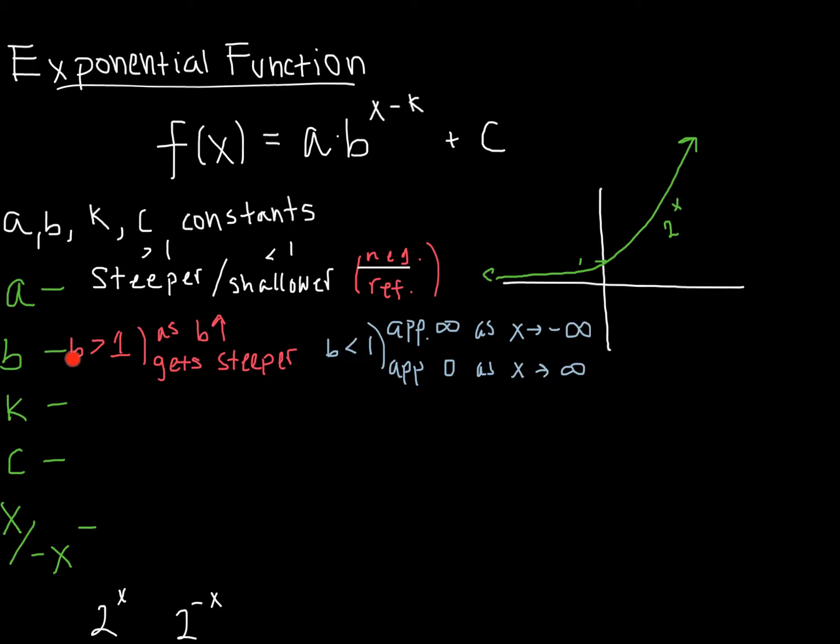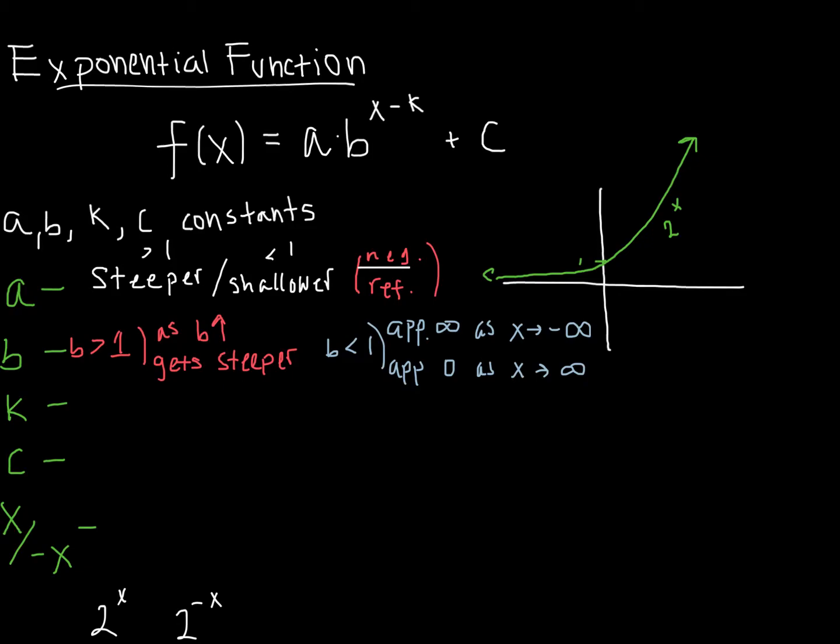So as long as your b value is bigger than 1, this is always going to happen, and we'll talk about what happens when it's less than 1 in a second. And the bigger your b value gets, like for example if I had 3 to the x, it would be more steep. And so as b increases, your graph will get more and more steep.